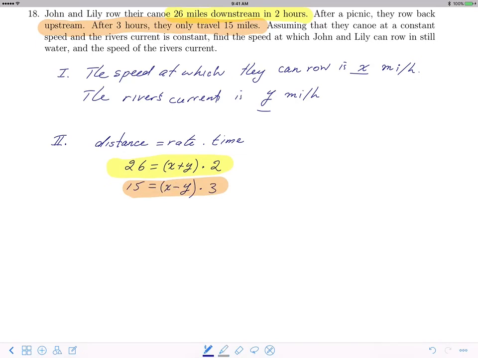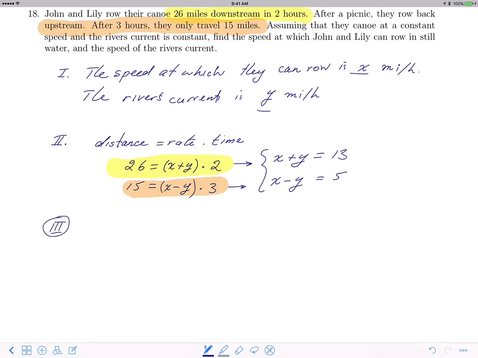Now let's simplify these things. We can actually divide the first equation by 2, and we would get x plus y equals 13. Both sides we have to divide by 2, right? So this would be 13. And then the second equation we'll divide both sides by 3. We would get x minus y equals 5. And now we have a system of equations that we can solve. That's part 3.